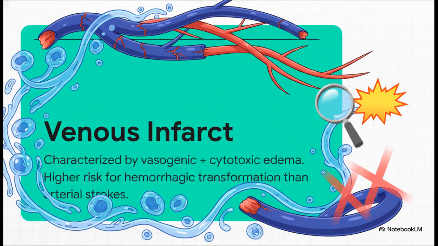Let's really hammer this point home. If you see that leaky interstitial vasogenic edema that then develops cytotoxic edema on top of it, you need to be thinking venous infarct. And this is so critical because these have a way higher risk of bleeding compared to your standard arterial strokes.